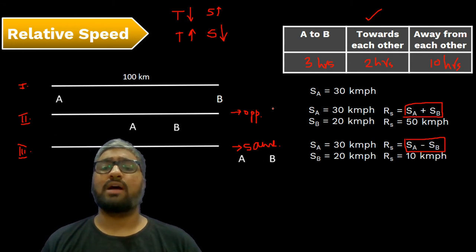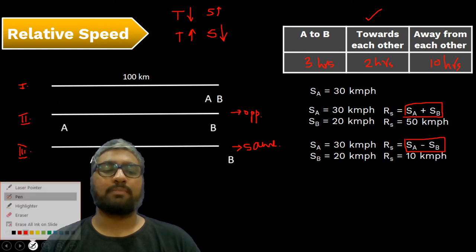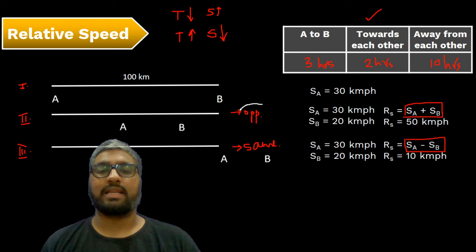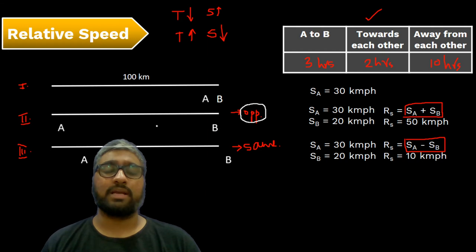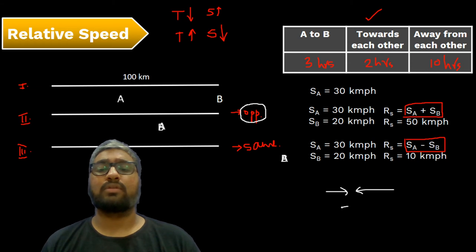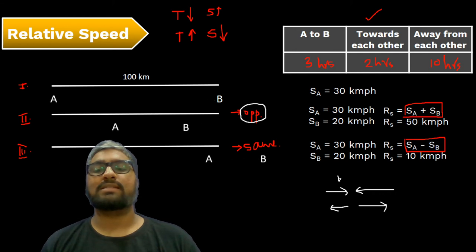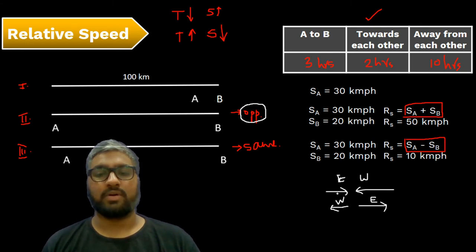Now, a few things you have to be careful about. One, when they say opposite direction, you have to be very careful that they mean opposite direction towards each other, because opposite direction could be like this also, and it could be like this also, because these are also opposite directions. Do you see how this is going towards east and this is going towards west? Opposite directions. So you have to be careful about which opposite direction they're talking about.